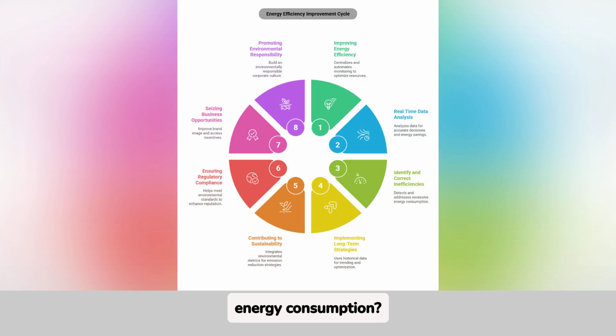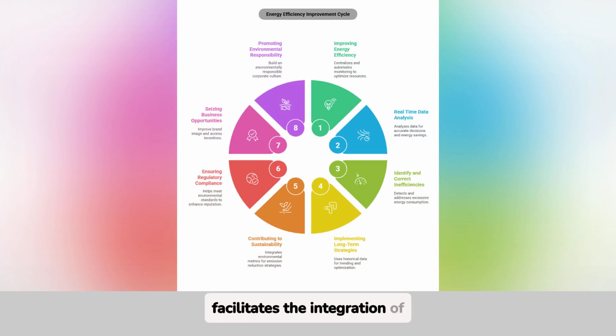energy consumption? The multi-agent system facilitates the integration of environmental metrics such as carbon footprint, water consumption, and other resources. By centralizing all this information, we can implement emission reduction strategies, identify areas where energy consumption and thus CO2 emissions can be reduced. Optimize resources.